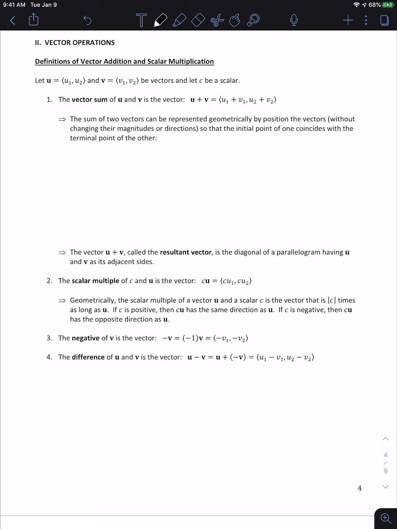Let u and v be vectors with those components and c be a scalar. The vector sum of u and v is the vector u plus v, and all we do is just add the first components and add the second components, right? Fairly simple. Okay, so now let's talk about what this looks like visually.